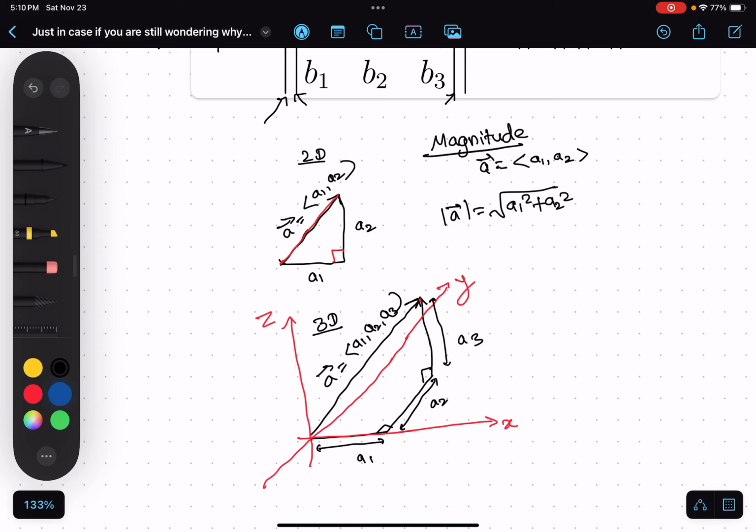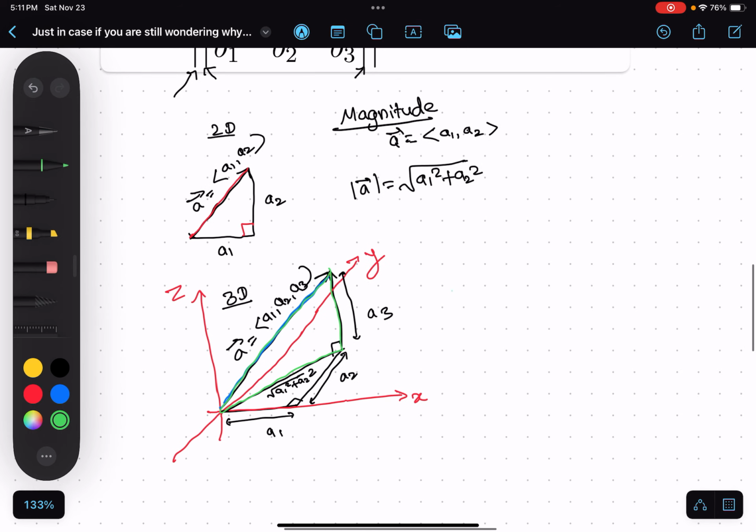If you want to find the length of this vector, this line, the magnitude, first of all you can find the length of its projection in the xy plane, for which we can again use the Pythagoras theorem. So this is just the square root of a1 squared plus a2 squared. Now if you look at this triangle, it is again a right angle triangle, so you can use the same Pythagoras theorem.